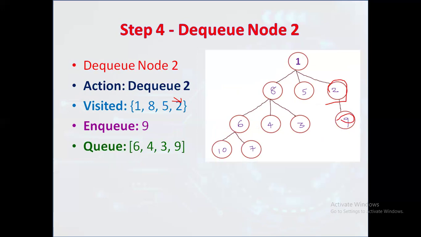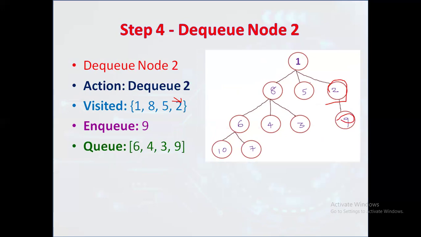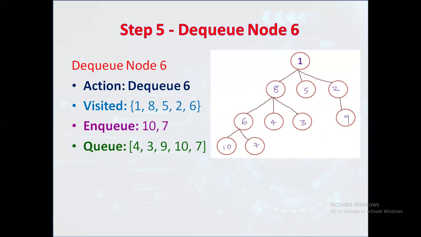What is the next step to be followed? Next we have to dequeue 6, right? So next level, next depth we have to move into. So here 6 is the next depth. First value 6 we have to dequeue, and then we have to enter this 6 in the visited, and what we have to write? 10, 7. What are the children for this 6, 4? The neighbors are 10 and 7, so we have entered them.